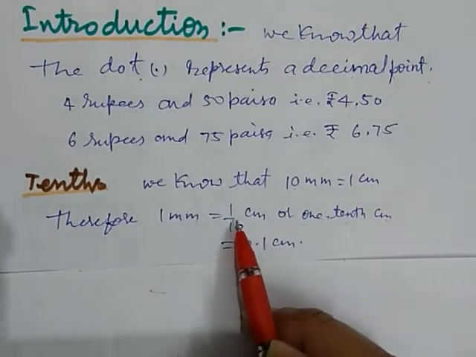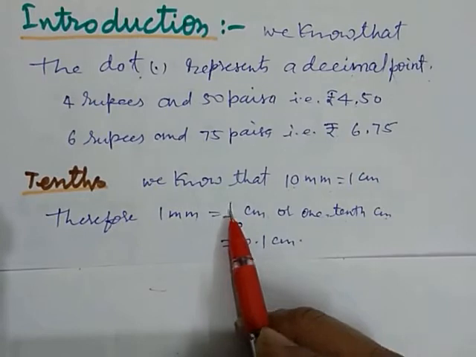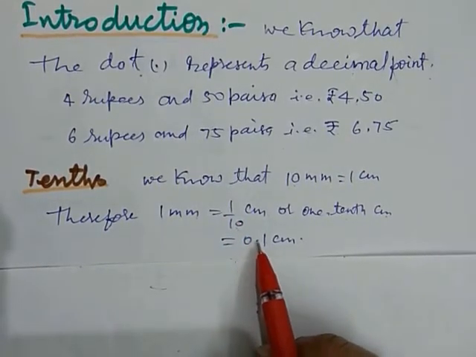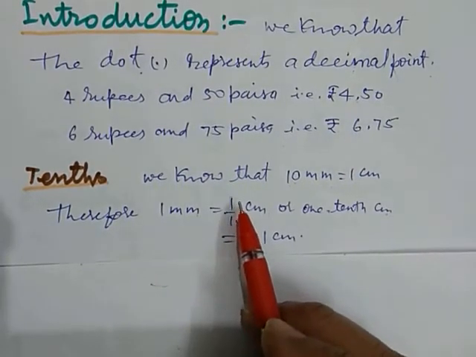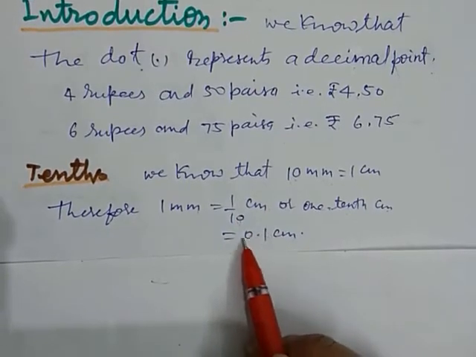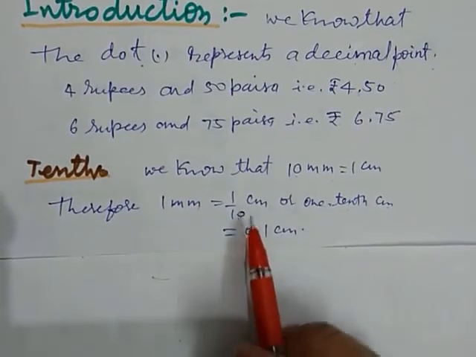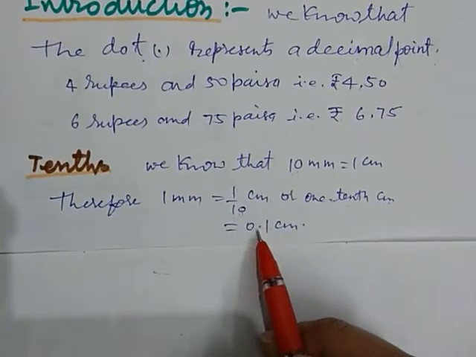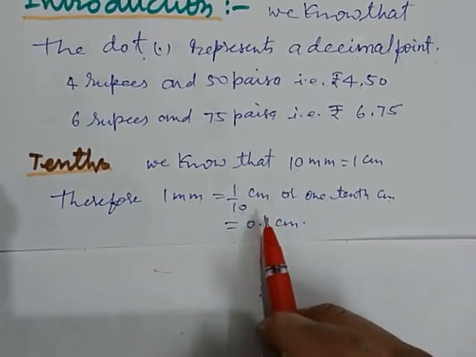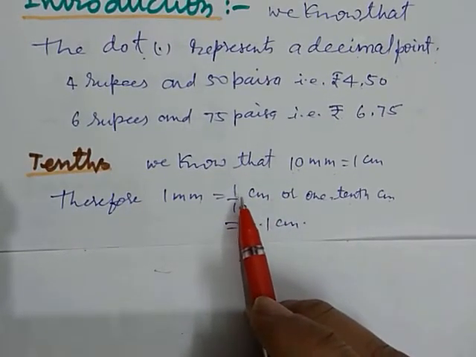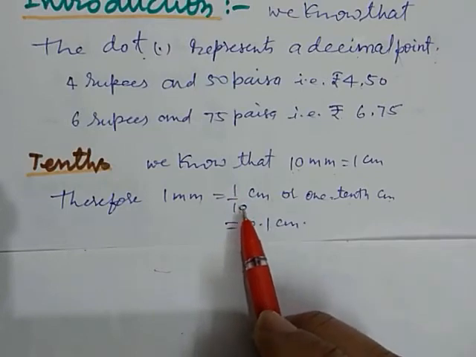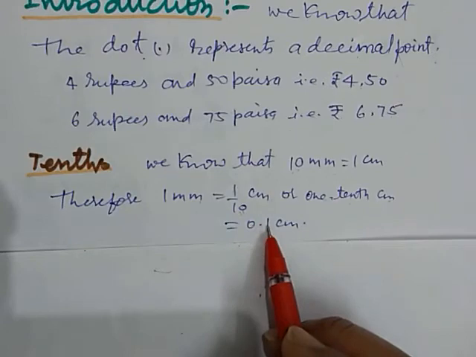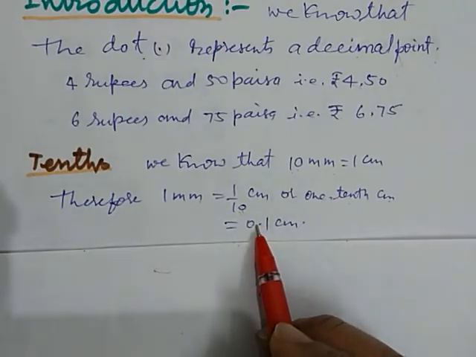If we divide 1 by 10, we put a decimal. So this becomes 10 divided by 10, 1. So 0.1 is the answer. If we divide 1 by 10, we get 0.1. Or you can directly put the decimal with a 0 before the 1. Before the 1 digit, we put the decimal.